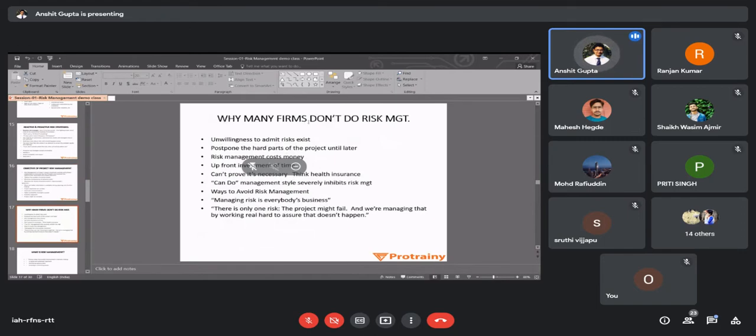Now, why do many firms still not do risk management after all these advantages? Why do they not perform risk management? Unwillingness to admit that risk exists. They will not admit that there is any risk. They postpone the hard parts of the project for the later stages. They think that risk management will cost money. And the most important point, upfront investment of time. Because risk management has an upfront investment of time, you have to invest time in it.